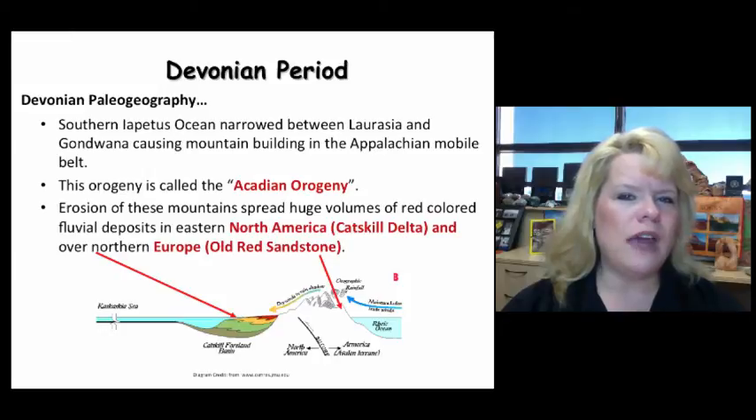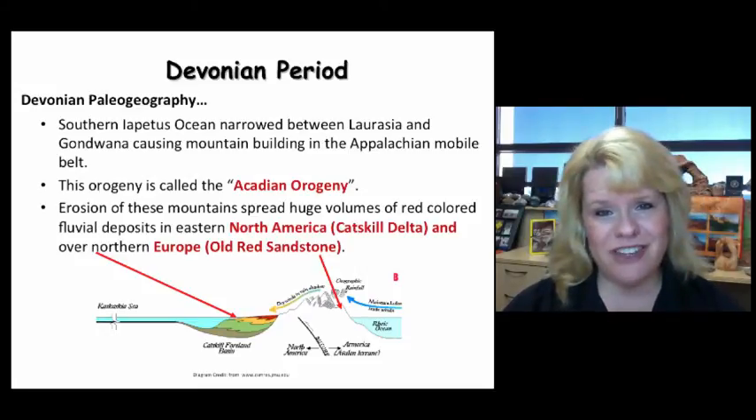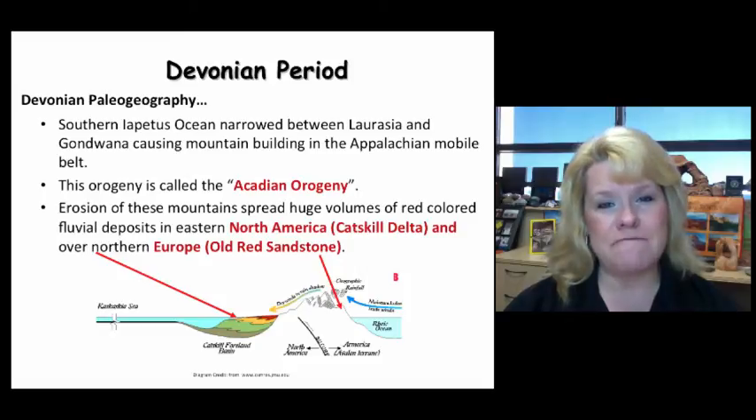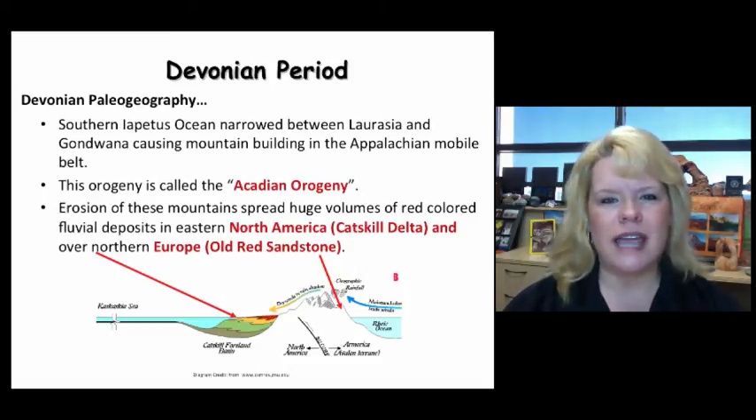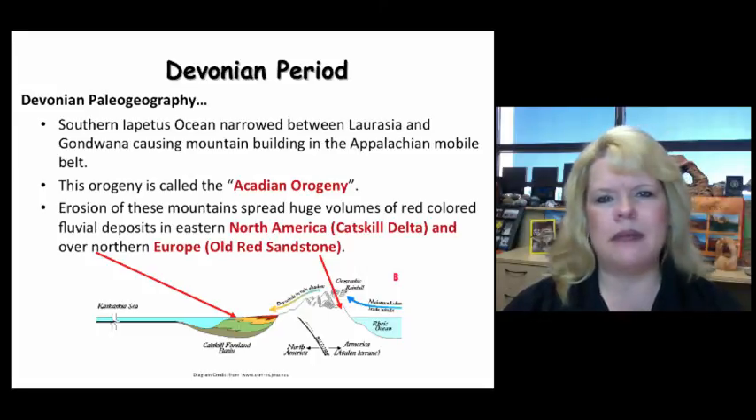I'm going to give you a way to remember them that's very easy using national parks. Acadia National Park is actually in the area of the Acadia Mountains, and it's located in Maine. That's the area where I want you to think about the Acadian orogeny occurring. So let's set the stage for what happened and how important it was.